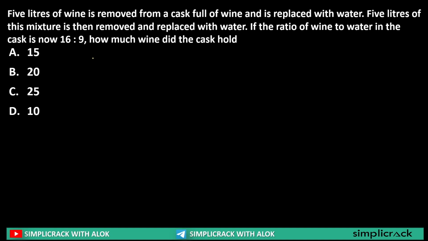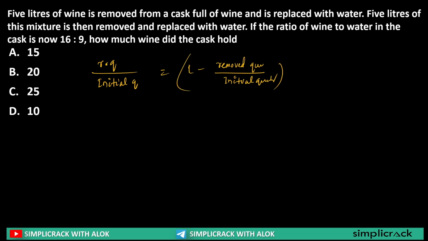What I have told you, I have told you that remaining quantity divided by initial quantity is equal to 1 minus removed quantity divided by initial quantity, right? I told you this, right? Yes sir, right. Now remaining quantity, how much is it remaining? Wine is 16 and water is 9. So total quantity is 16 plus 9, that is 25.